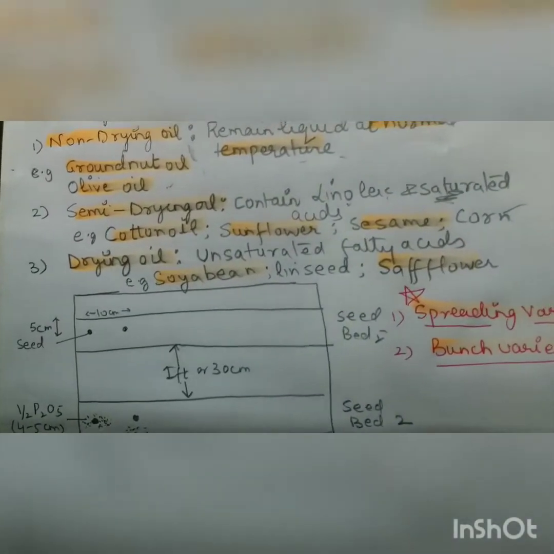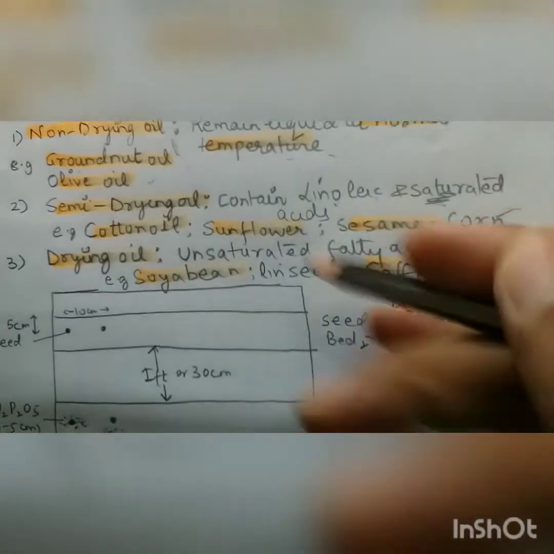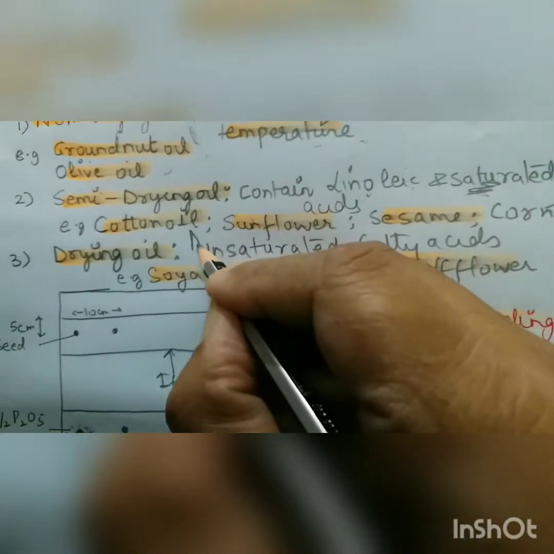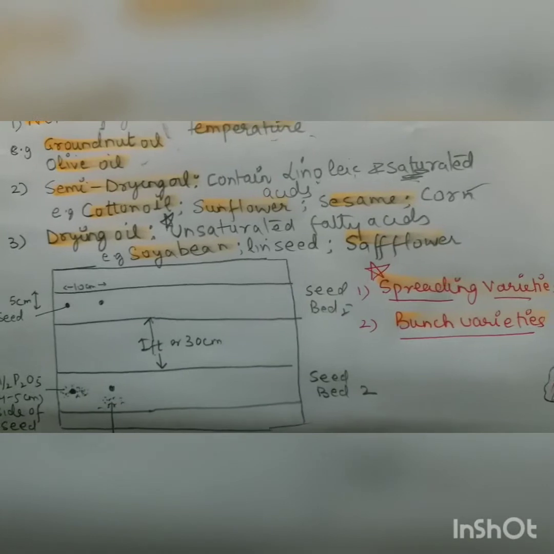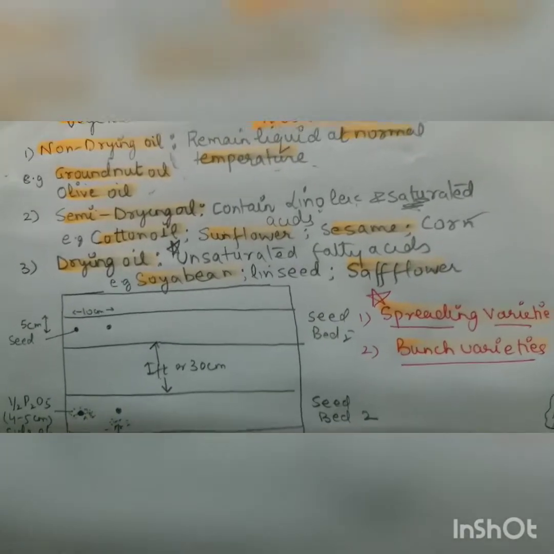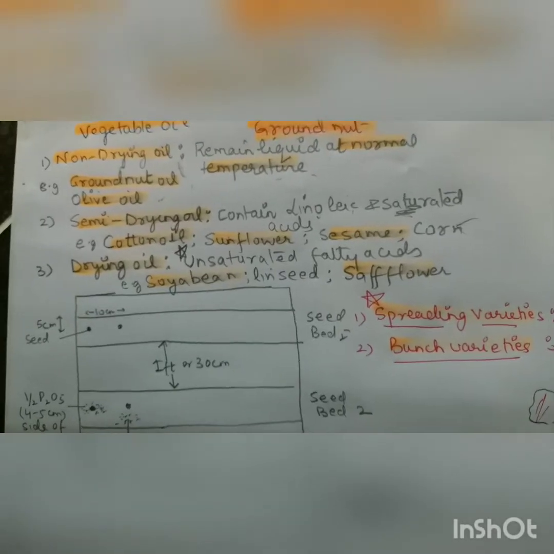So the third type is the drying oil. It consists of very important unsaturated fatty acids, and it has soybean, linseed, whose economic importance we did, and safflower, right? So these are basically the types of oil, and now I will start the groundnut.